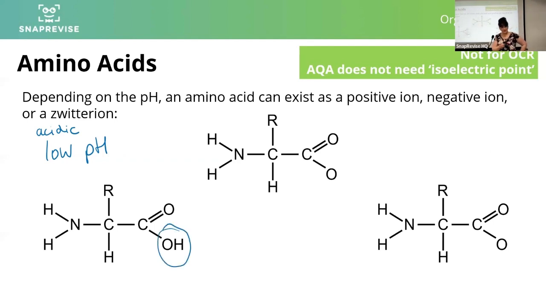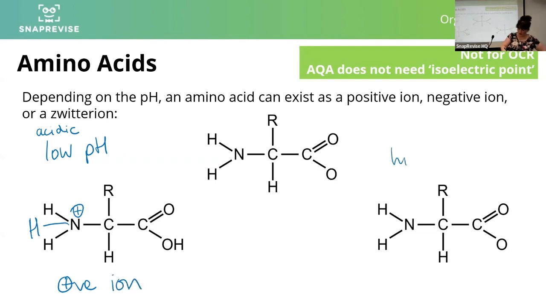The carboxylic acid can be protonated, so it will be protonated, but so can the amine. That means my amino acid is going to have an overall positive charge because everything that can be protonated will be protonated. So it is positive, a positive ion.